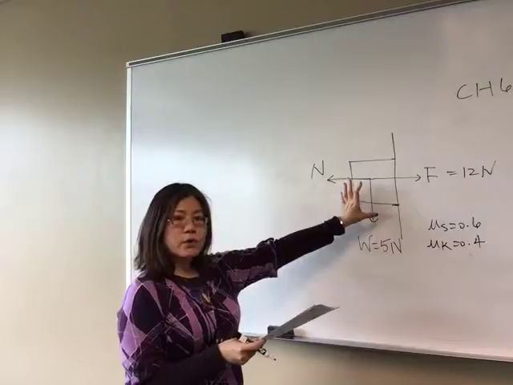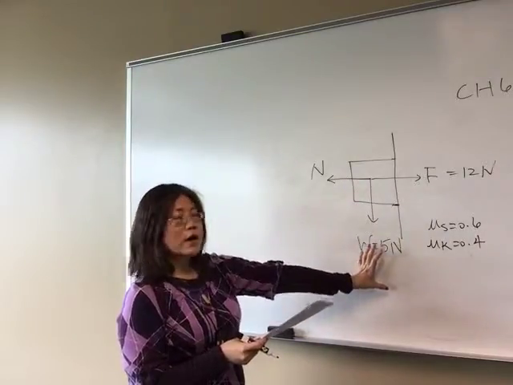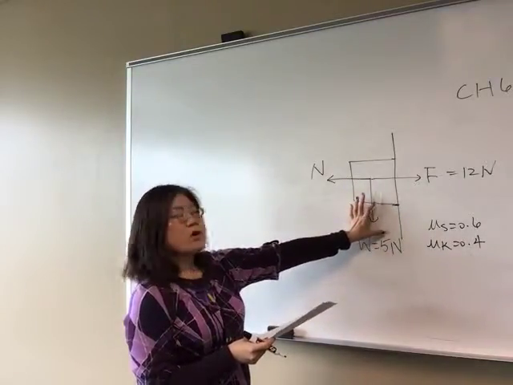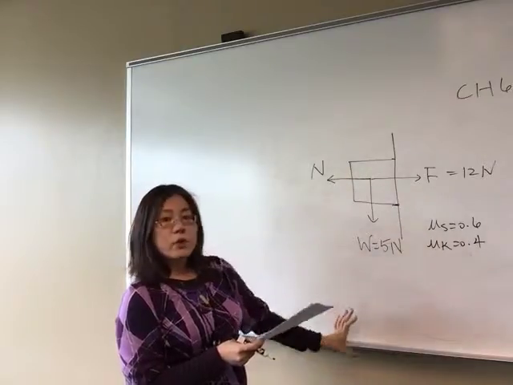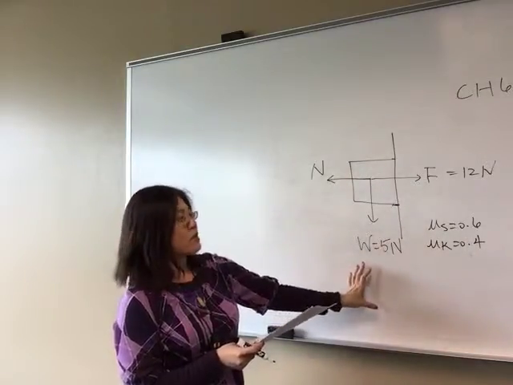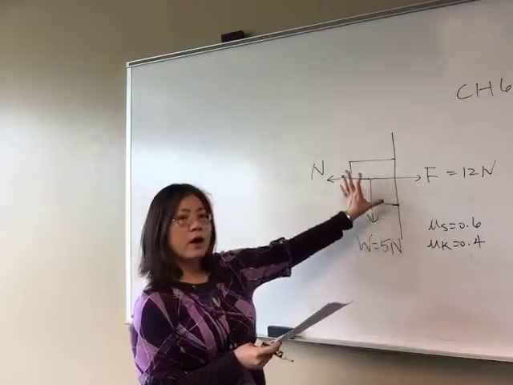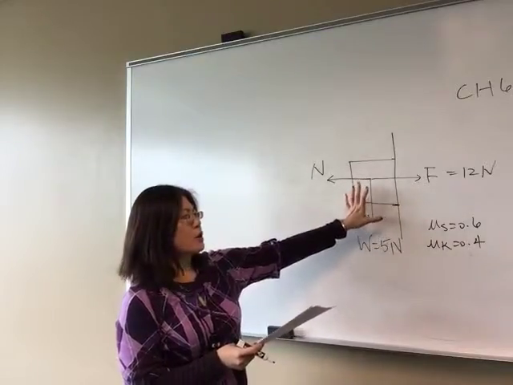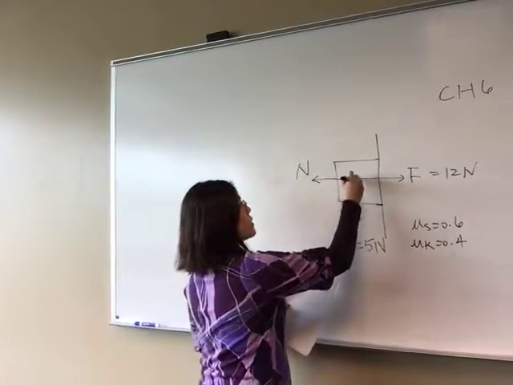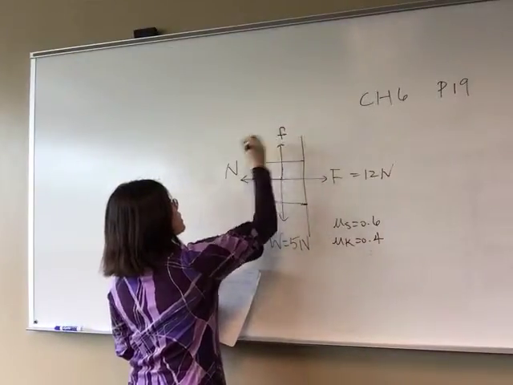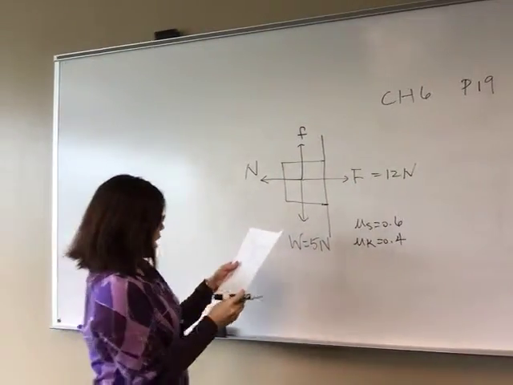You have this weight of the block. If there were no frictional force, this whole thing would actually move downward because of gravity. But because there's a frictional force, it can keep it stationary. So that's the frictional force experienced, and that's a static friction.